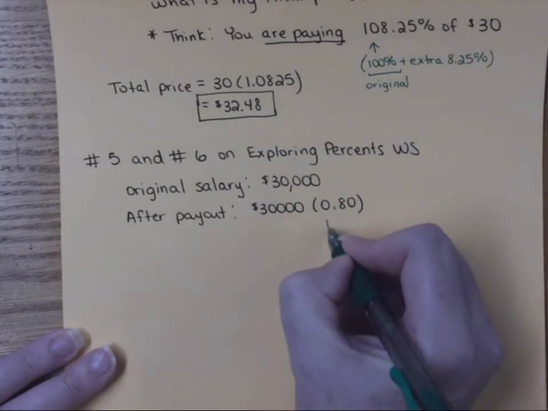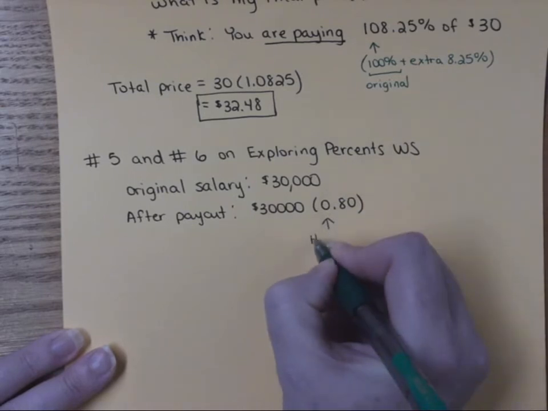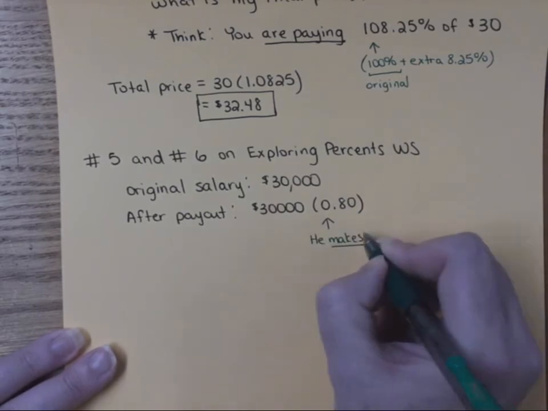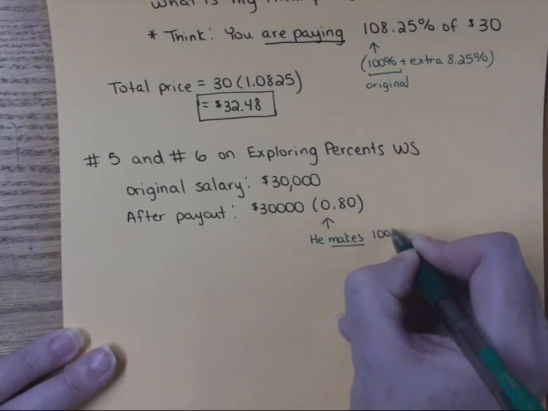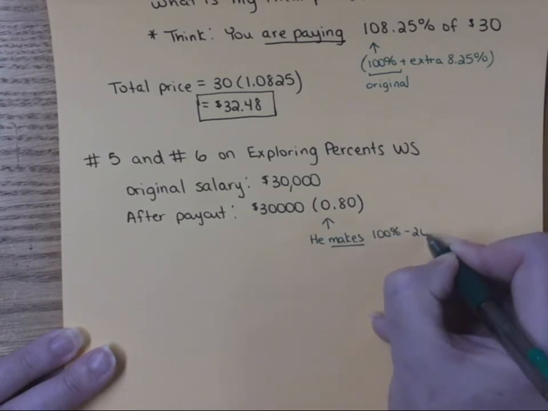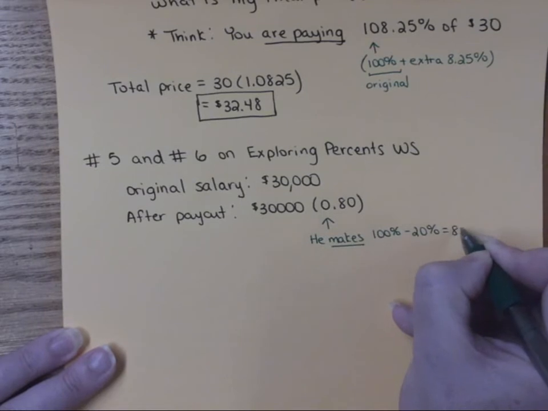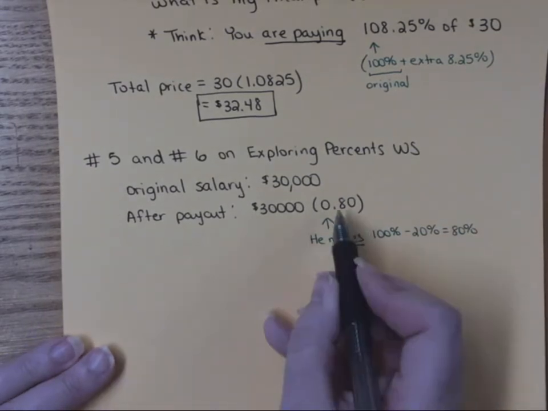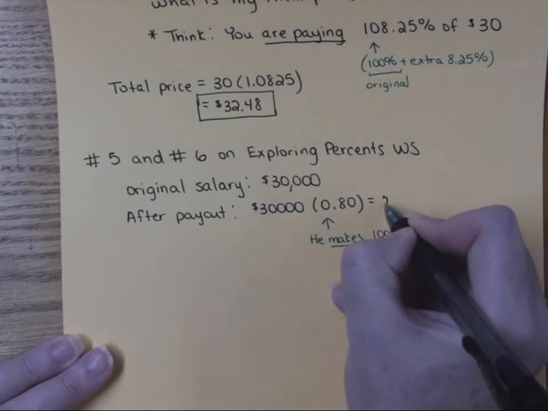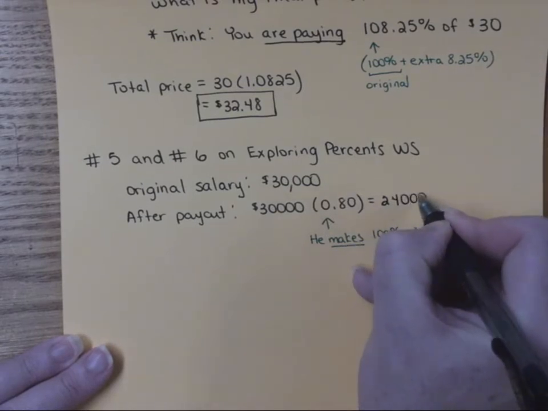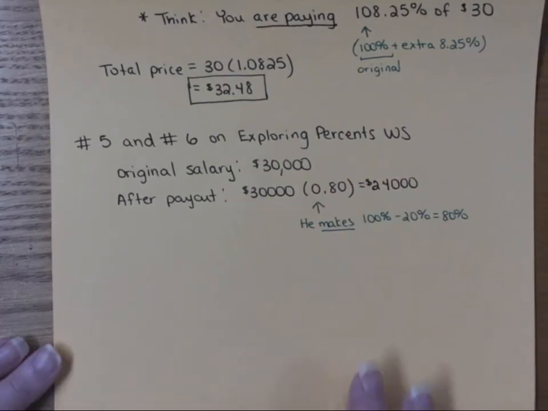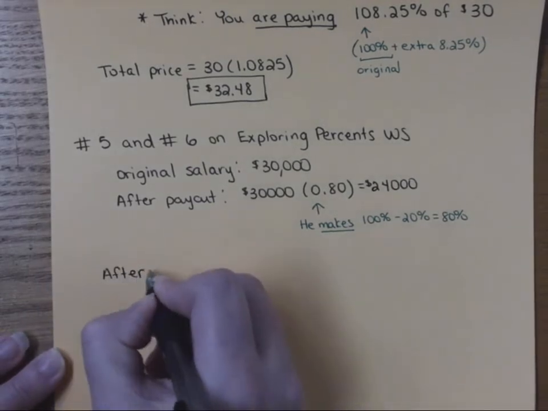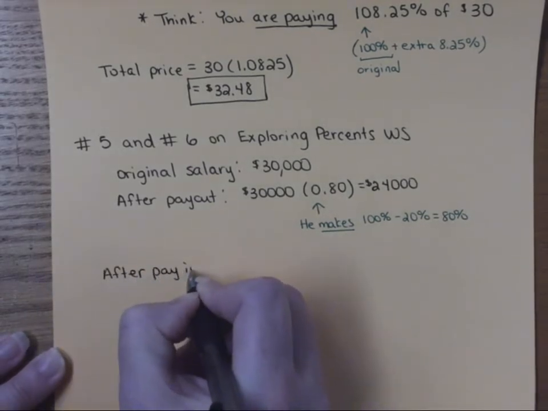Okay, so before I tell you what that answer is, this is our kind of shift in thought. We're worried about what he makes, not what he lost, right? He makes 100% minus 20% for a total of 80% of what he was making before. So if you multiply 3 times 8, you get 24, right? So it's 24,000.